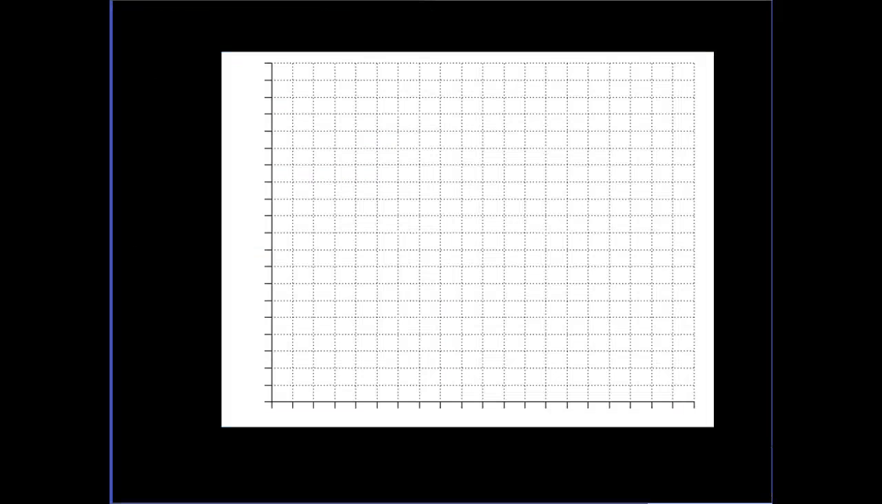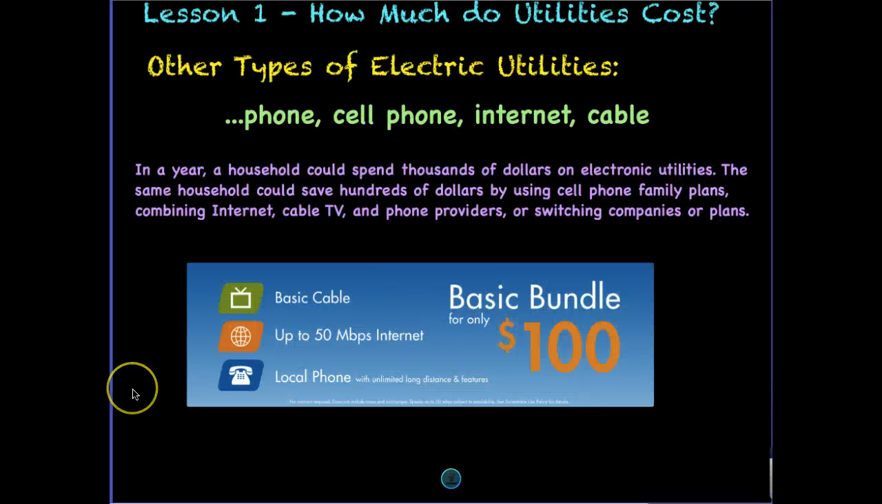Okay, so let's move on to other types of electric utilities. We're not going to explore that so much here, but I'm sure you're very familiar with your cell phone. But there's also internet, cable, and some people have home phones. Oftentimes, though, people pay for those things individually and they can spend thousands of dollars.